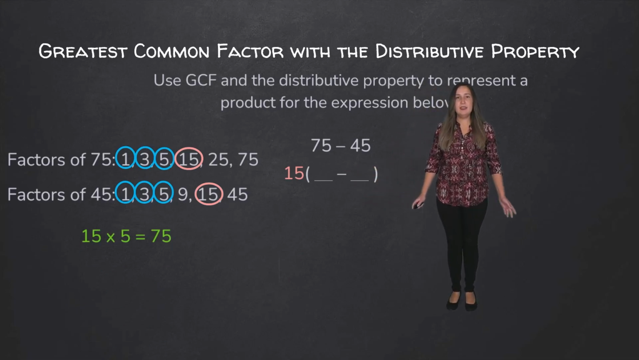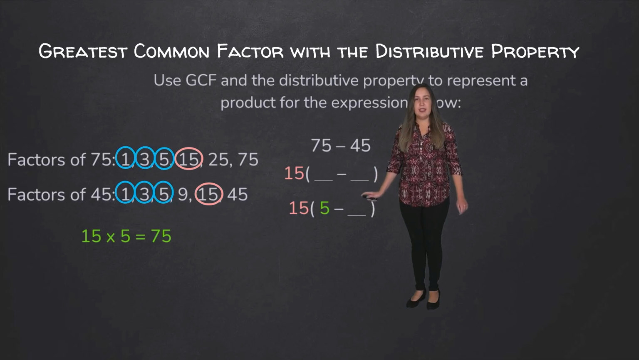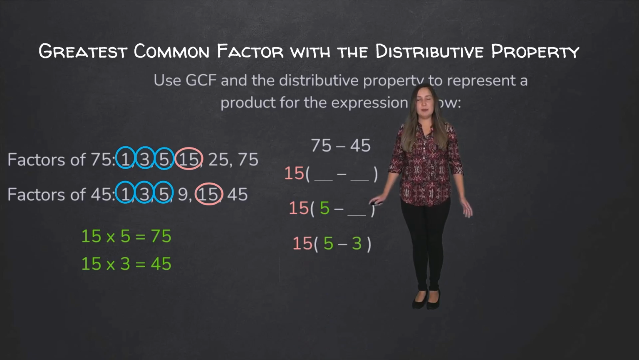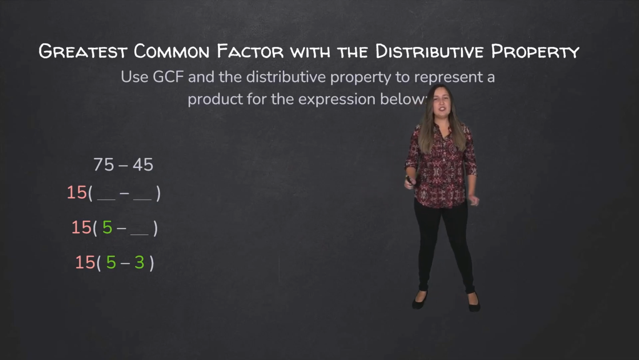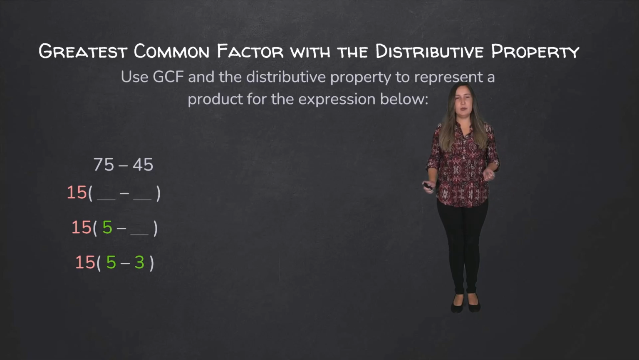We know that 15 times 5 is equal to 75. So in that first blank, we're going to put a 5. We also know that 15 times 3 is equal to 45. So in that second blank, we're going to put a 3. So now let's check our work. See if 75 minus 45 is equivalent to 15 times 5 minus 3.